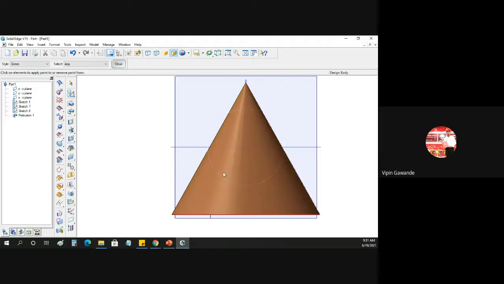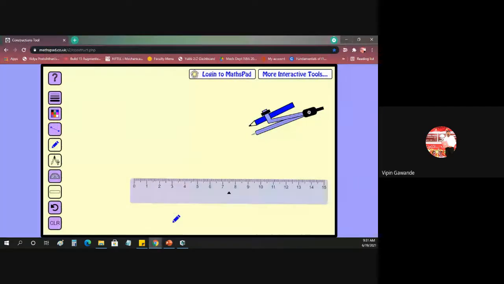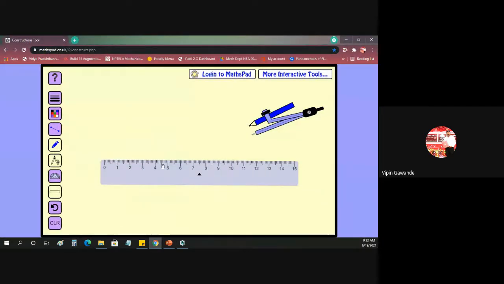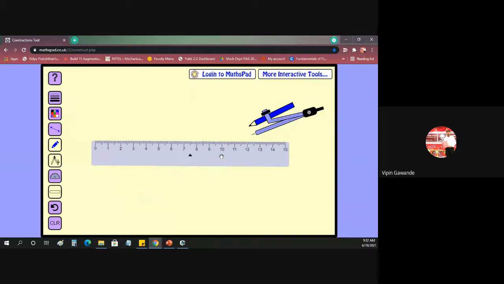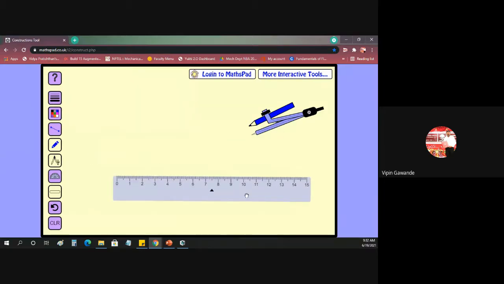So we have to start constructing the front view and top view of the cone. Always the front view is drawn above the XY line, and the top view we have to draw below the XY line. Here we have drawn a horizontal line, so that is our XY line. I am first drawing the top view of the cone.